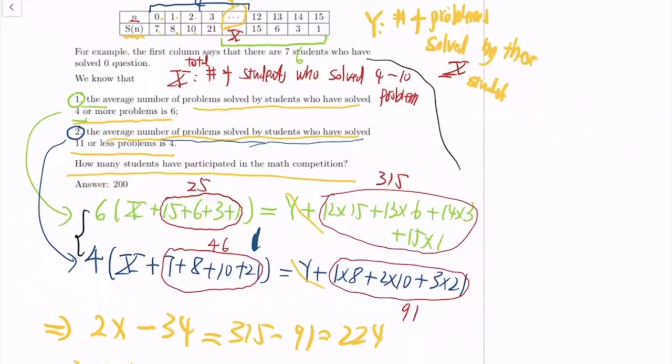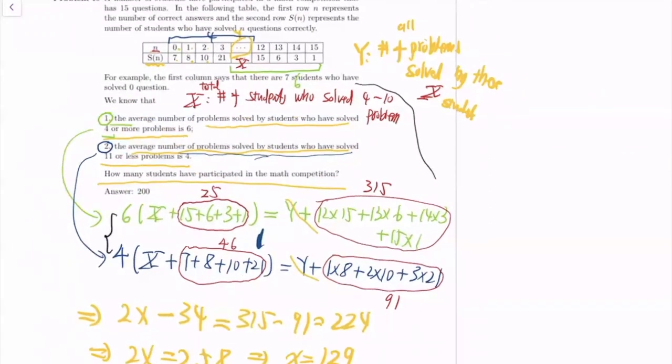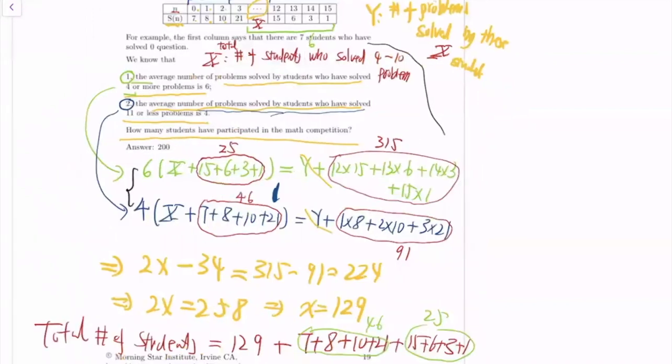Okay, so from here, you get 2x equals 258, and then x is 129. Okay, we get x is 29. All right, so if x is 29, then the total number of participants will be 29 plus the others, so 7 plus 8, plus 10, plus 21, plus 15, plus 6, plus 3, plus 1. Right, we already did this. This guy is just 46, and this one is 25. So finally, you get 200.